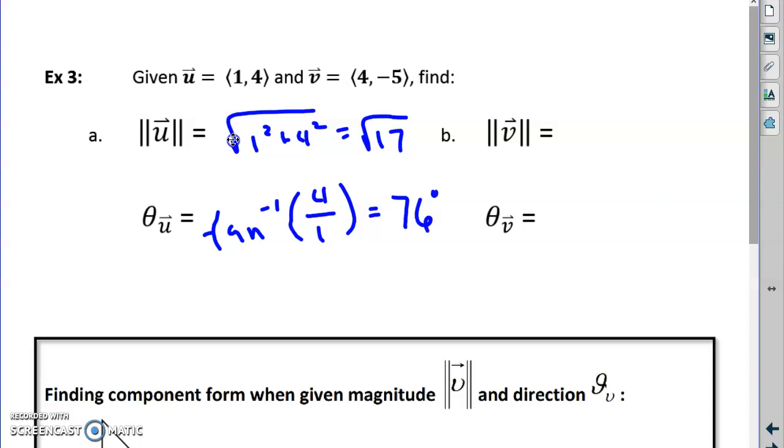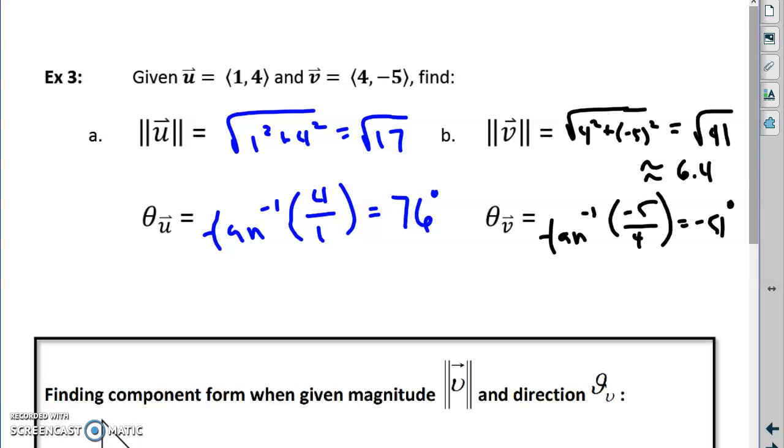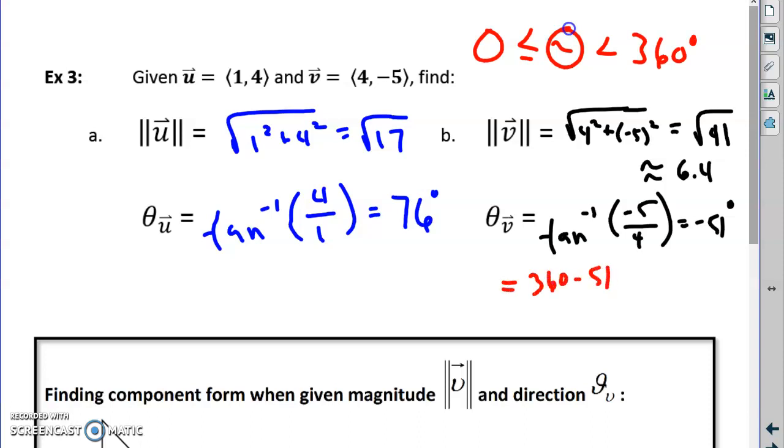Vector u, you take a second, figure it out. For vector v, the magnitude is 4 squared plus -5 squared, radical 41, which approximates to 6.4. Tan inverse of -5 over 4 is -51. However, we might have theta with some constraints, and that is falling between 0 and 360. -51 is a fourth quadrant vector, so 360 minus 51, I like 309 degrees better.